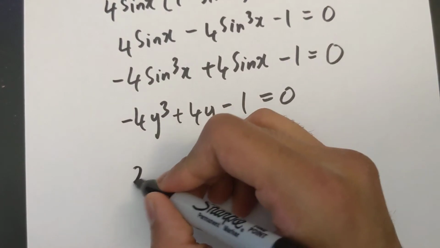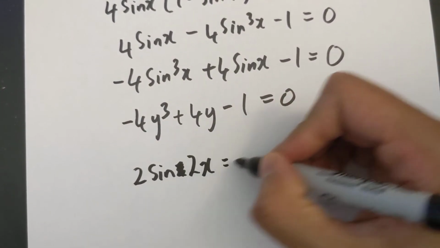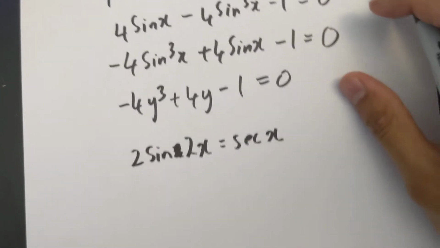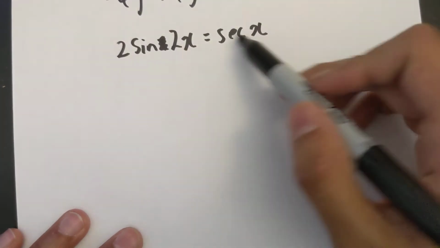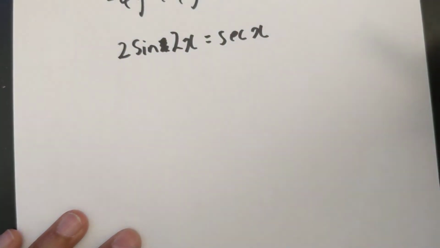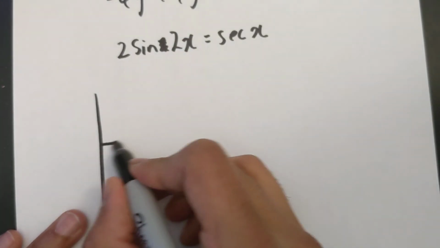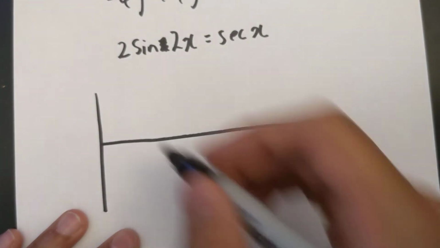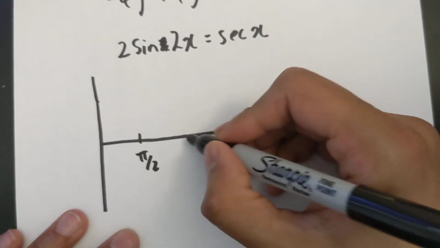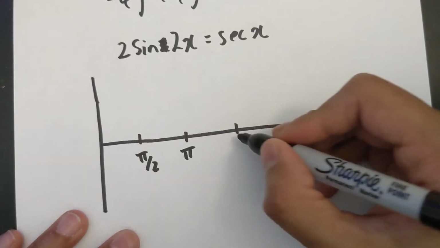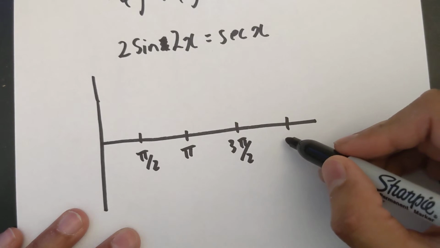Okay, so since we can't solve it that way, I'm going to rewrite the question: 2 sine 2x equals sec x. And the only other way we can solve this question now is to graph it. And if you look at these two functions, they're actually pretty easy to graph as long as you know the shapes. So let's start graphing it between 0 and 2 pi. Okay, so first I'm going to start by just doing my 4 key points: pi over 2, pi, 3 pi over 2, and 2 pi.